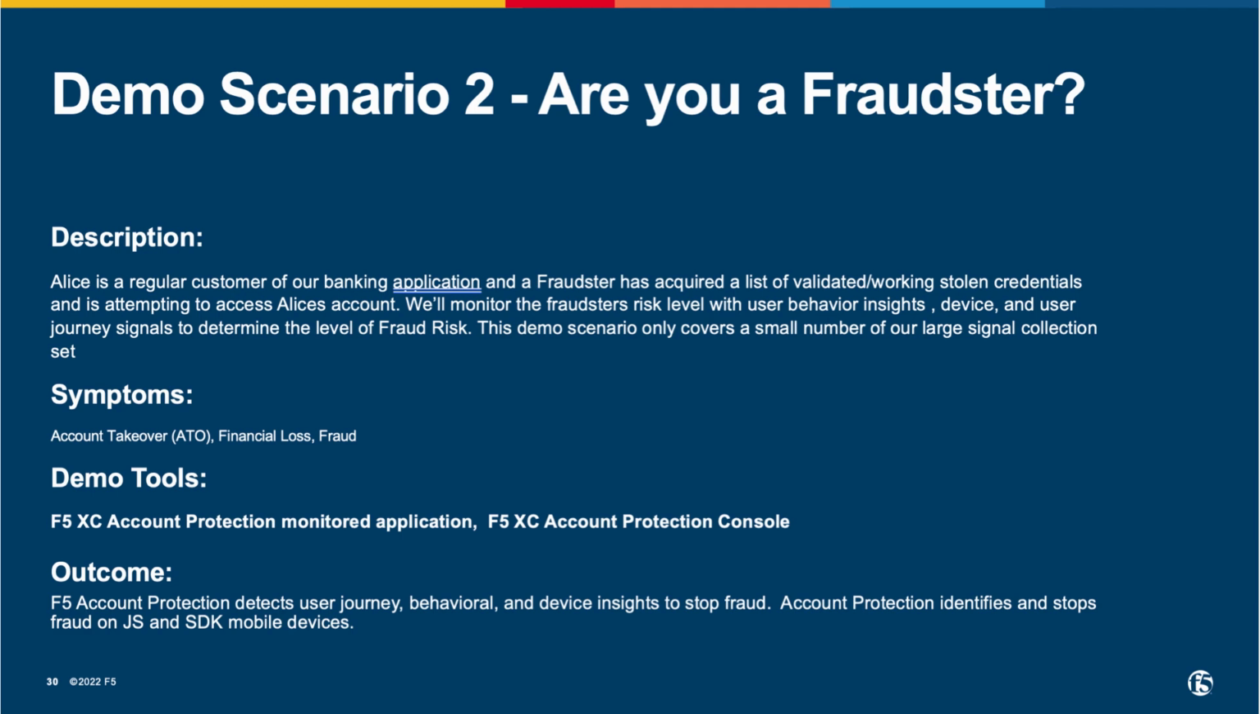We'll monitor the fraudster's risk level with real-time user behavior insights, device and user journey signals to determine the level of fraud risk. Then we'll move into the Account Protection Console UI and investigate some fraud incidents like an analyst would do. From there, we'll view the insights regarding the AI decisions of that fraud alert and provide feedback into the system. Quick disclaimer, this demo scenario only covers a small number of our large signal collection set. Now let's see it in action.